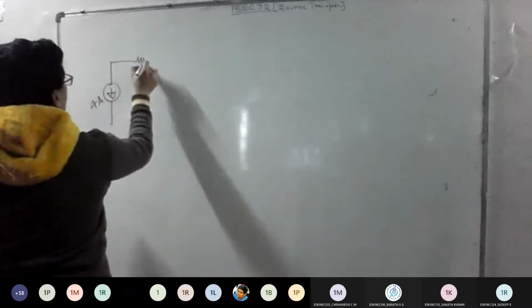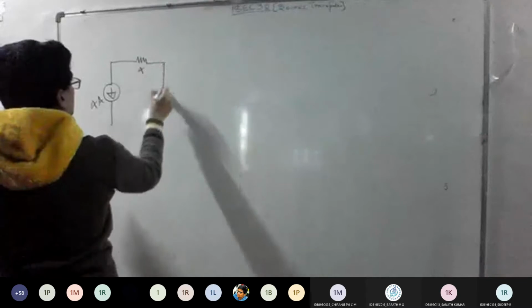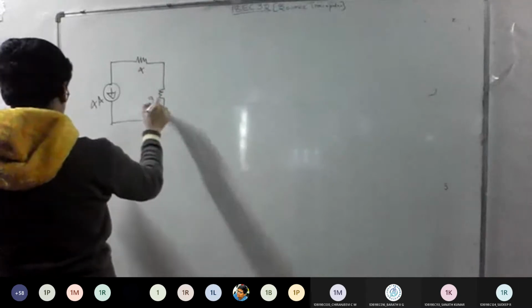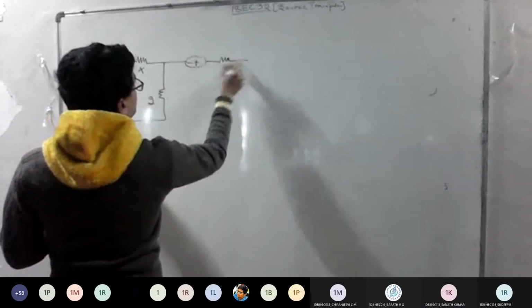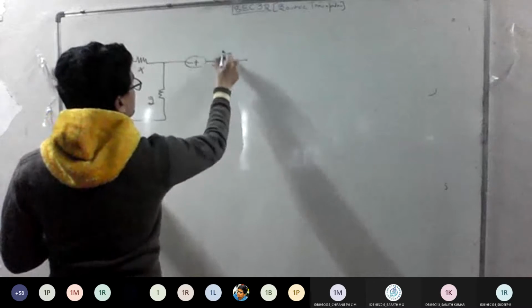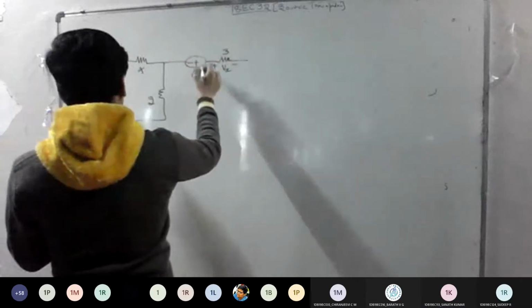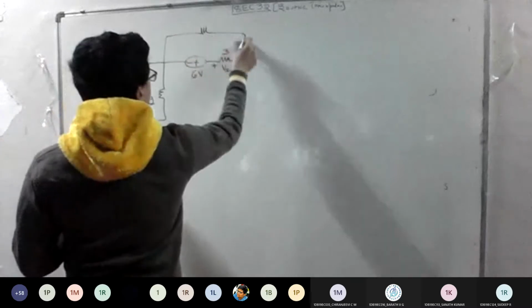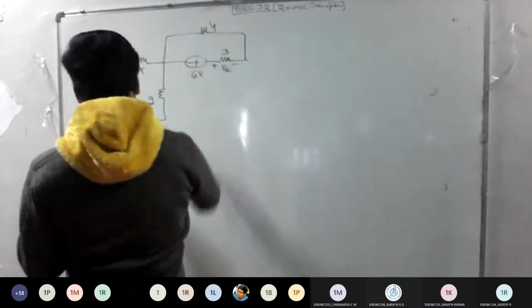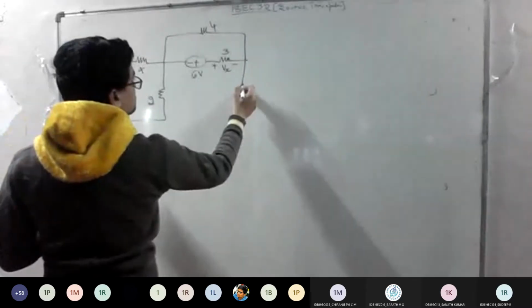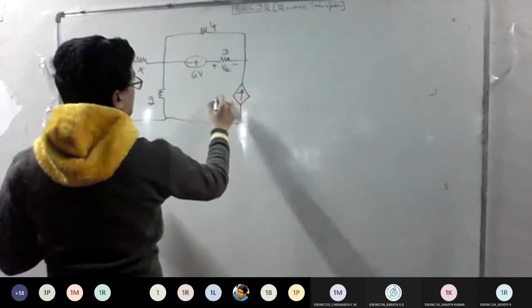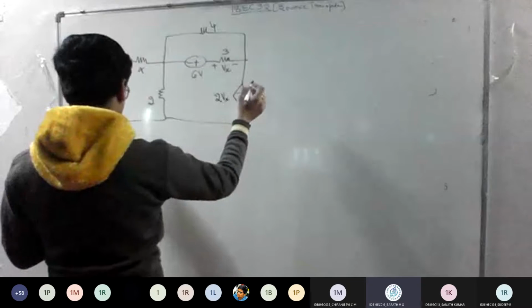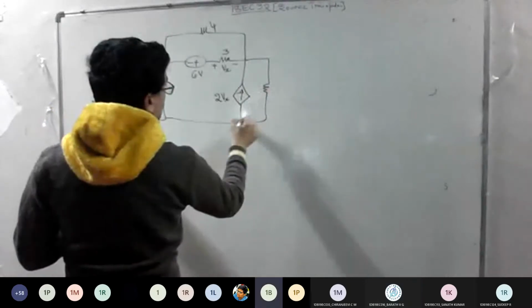Write the question first. So 4 amp is given here and a 4 ohm resistor is given here. 2 ohm is there. Voltage source, they have given plus or minus Vx here. So 3 volt, this is 6 volt. For this, one more 4 ohm is in parallel. Is the question visible? Yes, sir. So this is the given question.